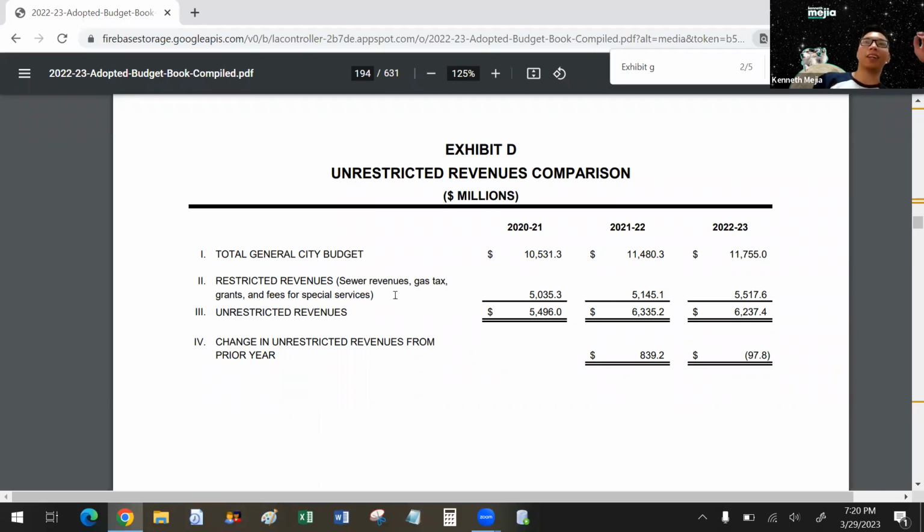So, say you get a grant to build housing for the unhoused community. You are restricted to only use it to build housing for the unhoused community. You can't just use it on whatever you want, like something random, right? So that's what's very important to note, is that the city's budget is split between restricted revenues and unrestricted revenues. So for this fiscal year, you could see that unrestricted revenues are 6.2 billion, and restricted revenues for the current fiscal year is 5.5 billion, right?